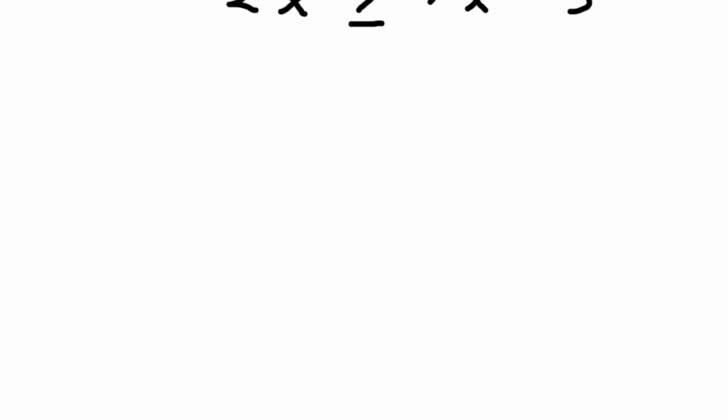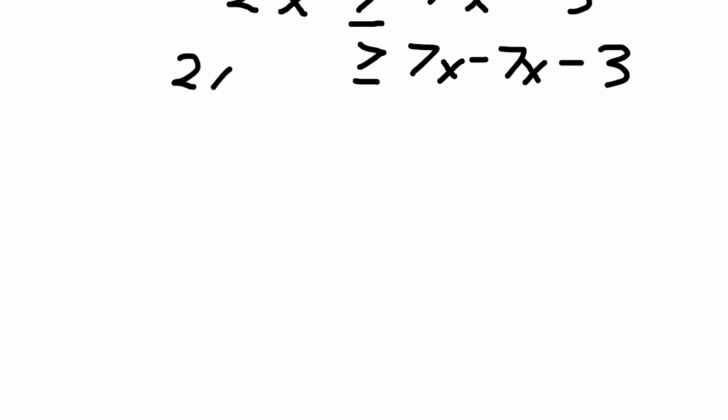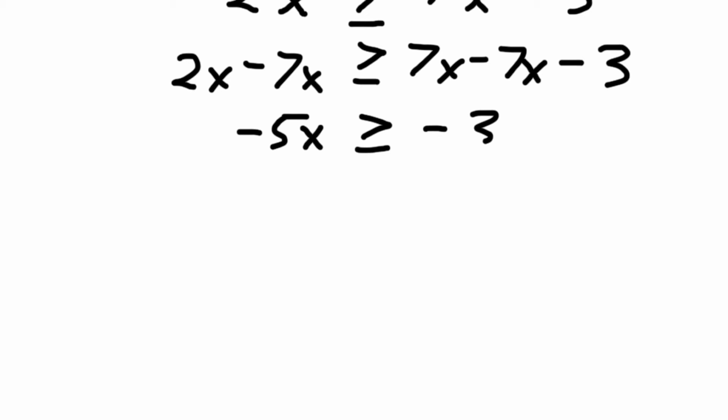Okay, let's do this one. Again, let's put our x's on the left side. This time I'm going to have a negative. We're going to have to subtract the 7x. So 7x minus 7x minus 3, and on this side we have 2x minus 7x. Then we get negative 5x is greater than or equal to negative 3.